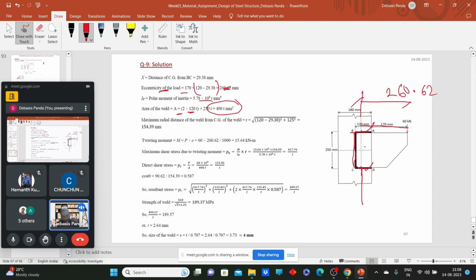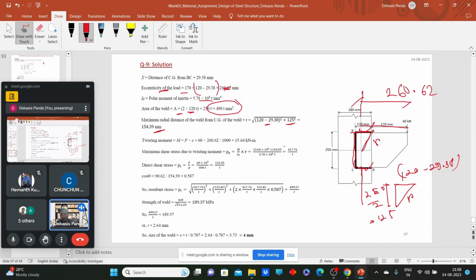Okay. What is the radial distance R here? What will be R? So if I draw it like this, R. So here we have this value. This value means 120 minus 29.38. And what is that value? This is 250 into half, 250 by 2, that is 125. So what will be the R value? Under root of 125 squared plus 120 minus that squared, right? So we have the maximum radial distance 154.39.